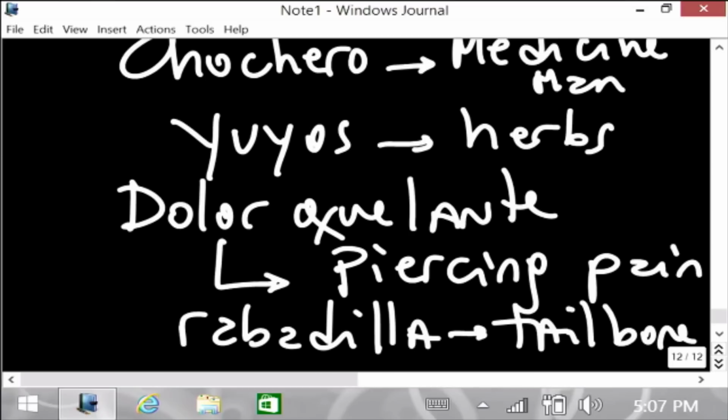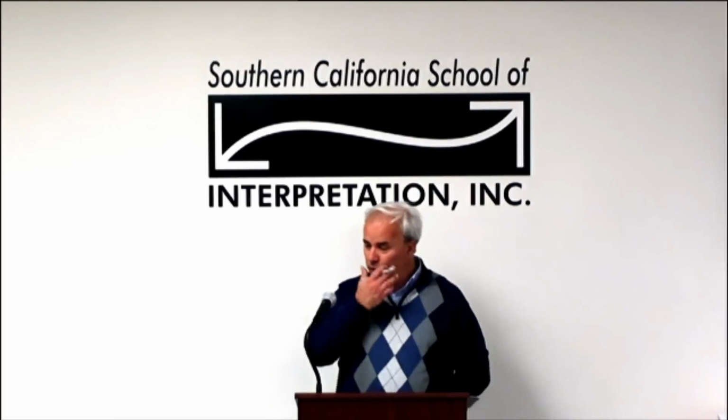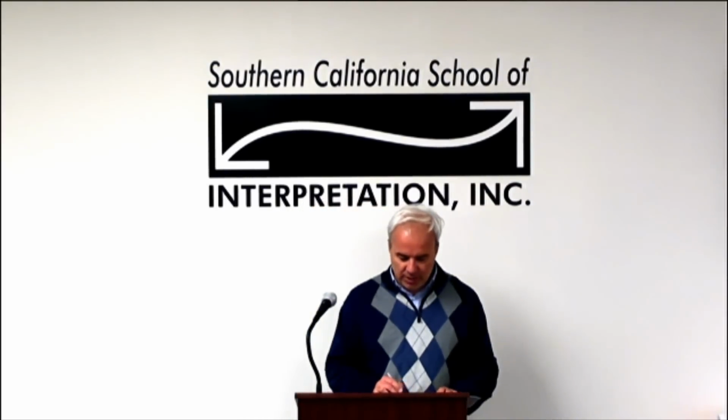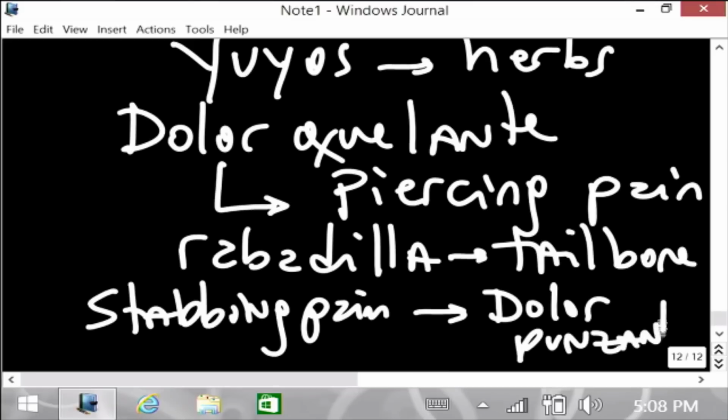Okay, and what does it mean, piercing pain? It's like stabbing pain, huh? So that's another way to say it, which we know that stabbing pain is dolor. As slang it could be dolor picante, and dolor punzante with an N is the proper translation for stabbing pain. So if you see stabbing pain, the proper way of saying it is dolor punzante. But there are different slangs like dolor quelante, dolor picante. Both of them refer to exactly the same term, stabbing pain.